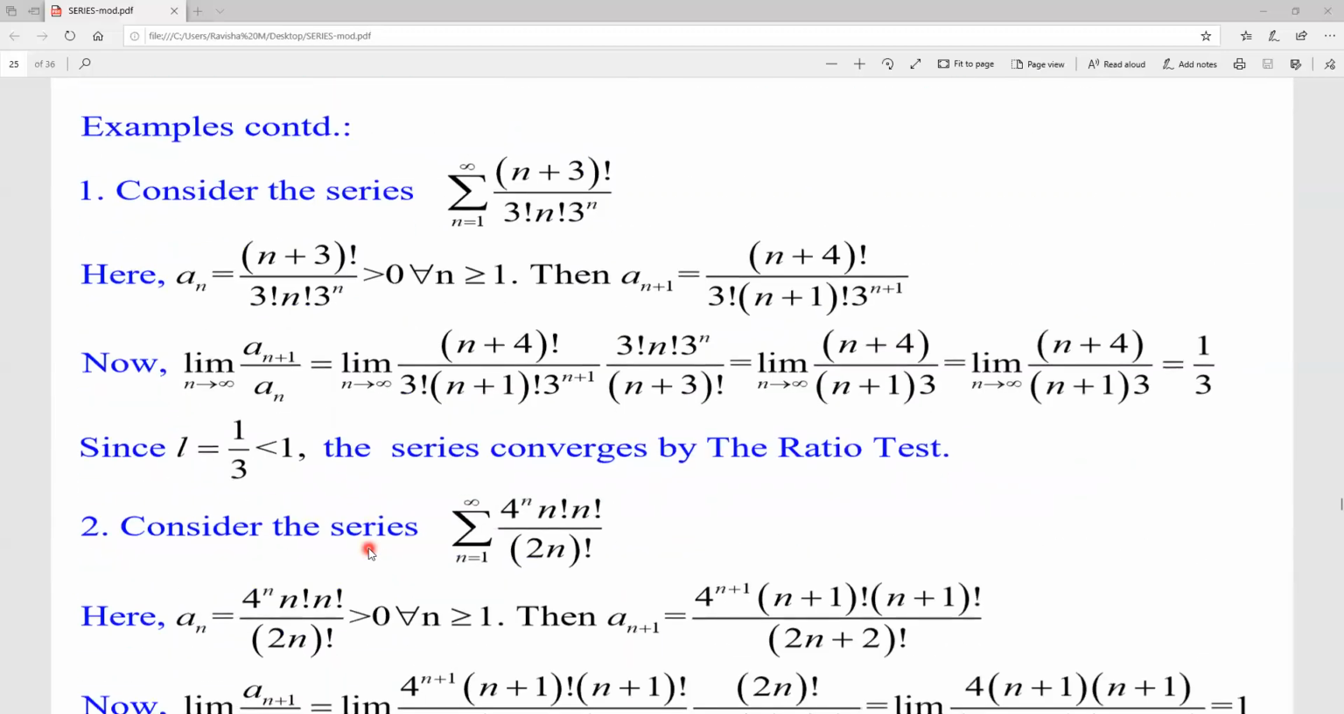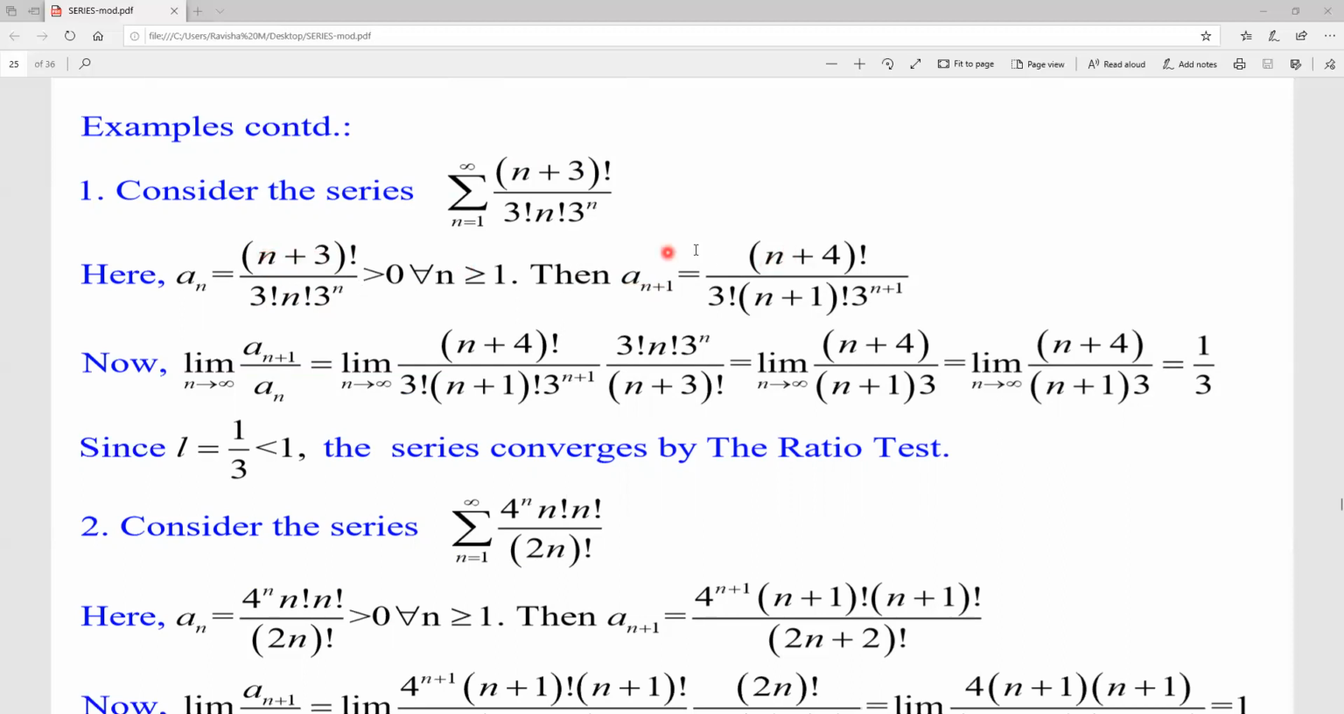Consider the series, sum of n equals 1 to infinity of (n plus 3) factorial by 3 factorial into n factorial into 3 power n. So this series has a factorial and an nth power of a constant, so you can apply the ratio test. Here the nth term is (n plus 3) factorial by 3 factorial into n factorial into 3 power n.